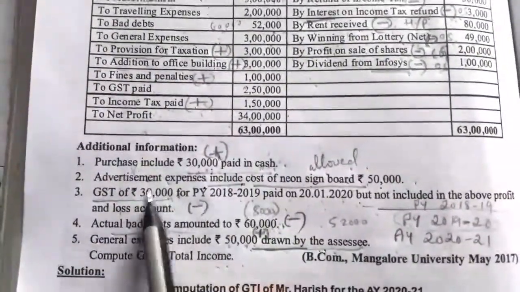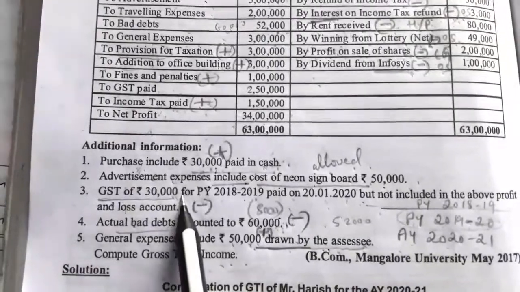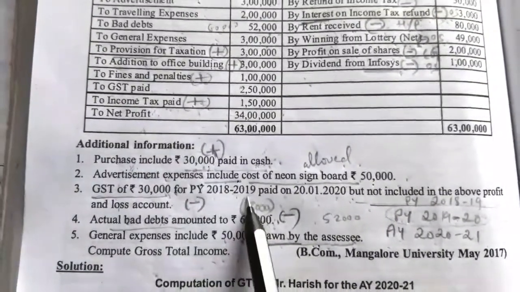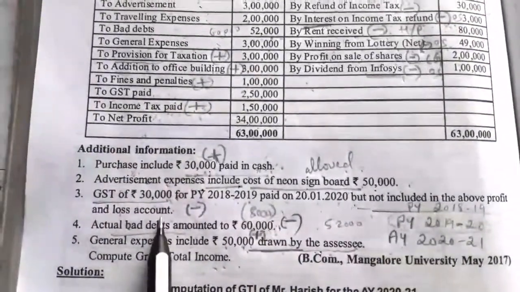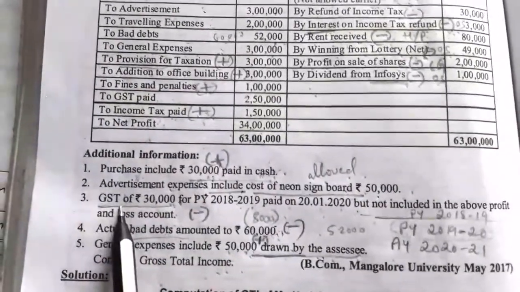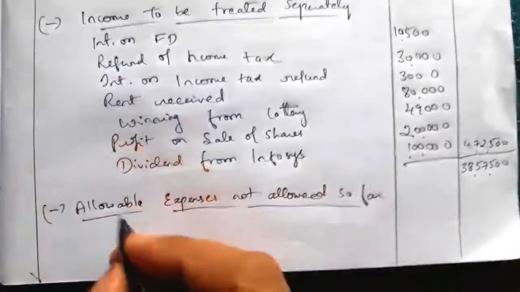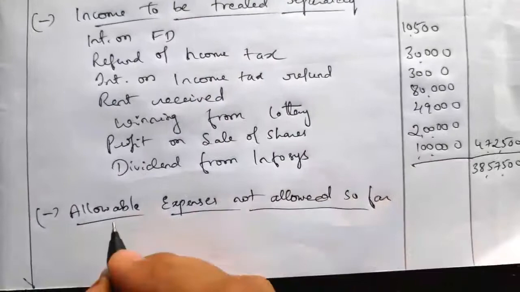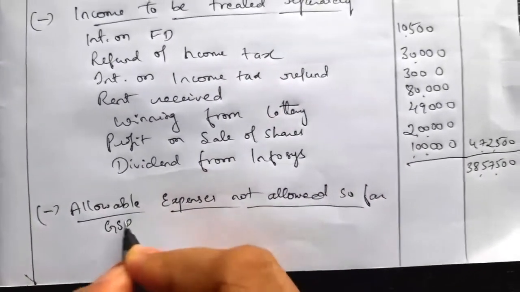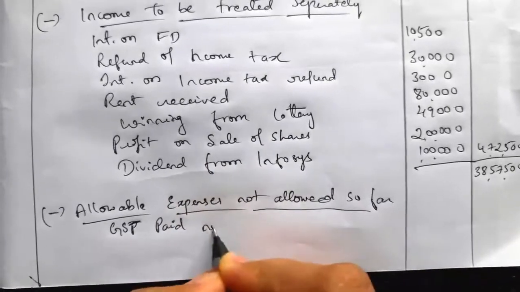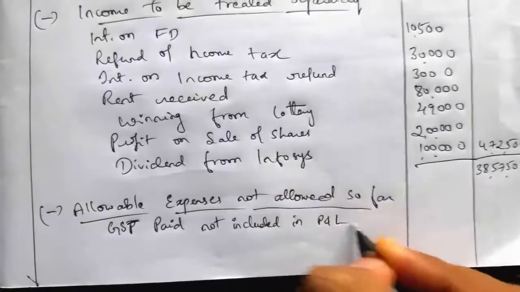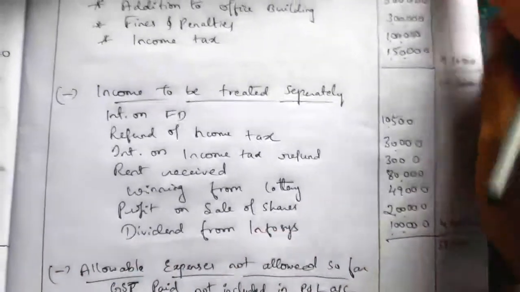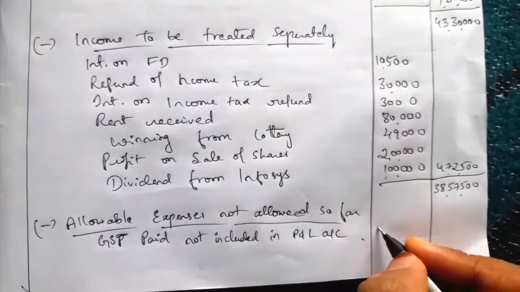So first point is over, second point also done. Then GST of 30,000 paid in the previous year 2018-19 is not included in the above profit and loss account. So this is an allowable expense not recorded in the above profit and loss account. GST paid is an allowable expense not taken or not debited in the profit and loss account. So GST paid not included in the profit and loss account, we have to record it in the profit and loss account. So to record we have to deduct. So amount is equal to how much?